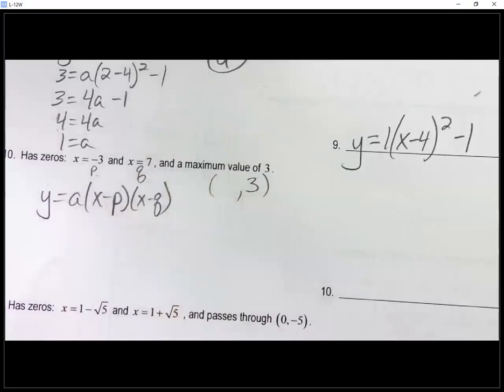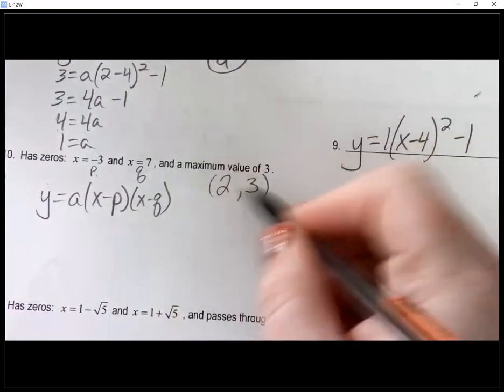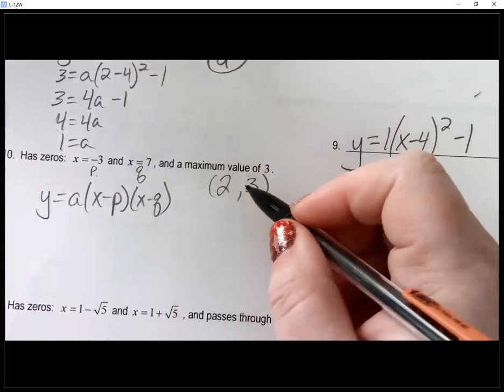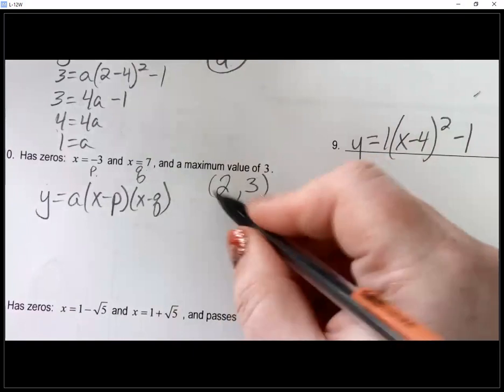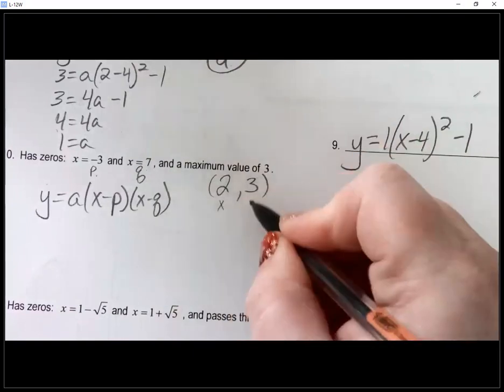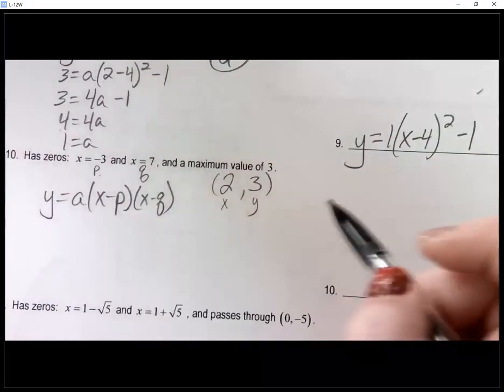Right? Those are the zeros. Remember, it's got to be halfway between. So if I add -3 and 7 together, that's 4, divided by 2, I get 2. And now you know what the vertex is. I still would not use vertex form. I'm just going to plug this in for one of my random points. That's X, that's Y. I have all the pieces. So I'm popping everything in.